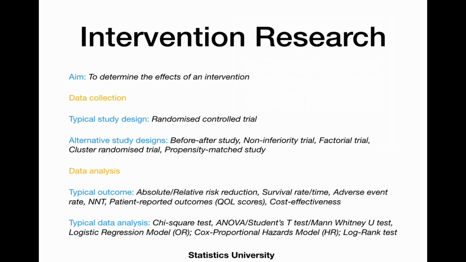Now, in the data analysis, typical outcome measures used include risk measures, survival rates and times, adverse event rates, number needed to treat, patient-reported outcomes such as quality of life scores, and cost effectiveness. And the data analysis varies widely as well, with more simple things like a chi-square test, ANOVA, Student's t-test, Mann-Whitney U-test, to more advanced analyses, including modeling, such as logistic regression models, Cox proportional hazards models, or a simple log-rank test.